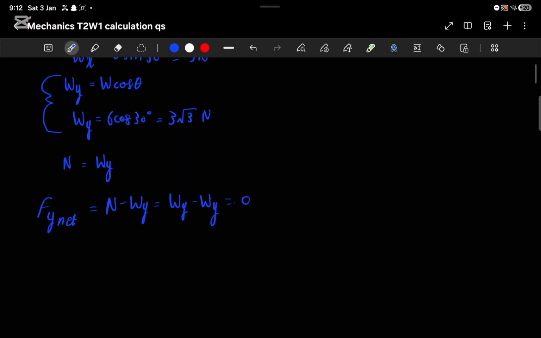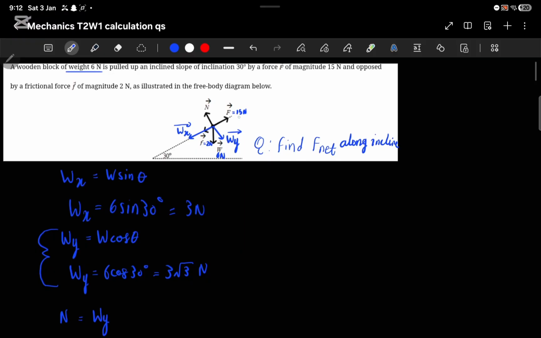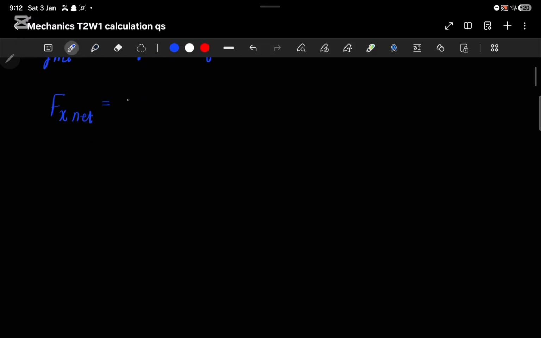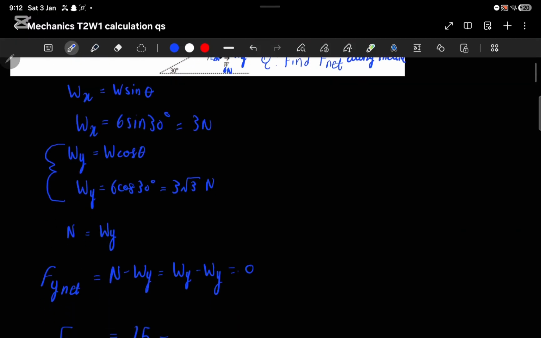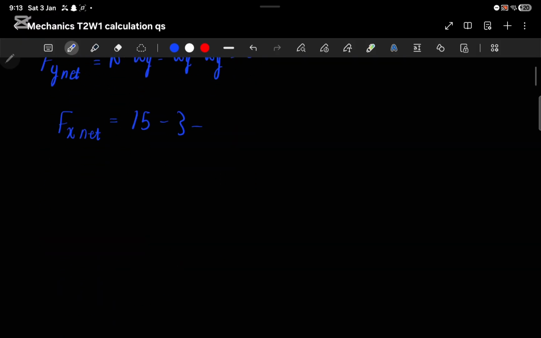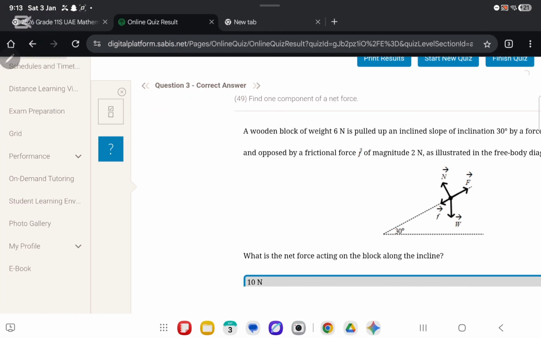Now, let's find Fx net. Let's take this direction to be positive, right? So we only have F as positive. 15 minus, we found wx. Wx is 3. 15 minus 3. And don't forget the friction force of 2 newtons. So this is 15 minus 3 minus 2, which is 10 newtons. And this is the net force along the incline. And that's your answer. Okay, let's just see. 10 newtons. Yes, it's correct. Let's move on.